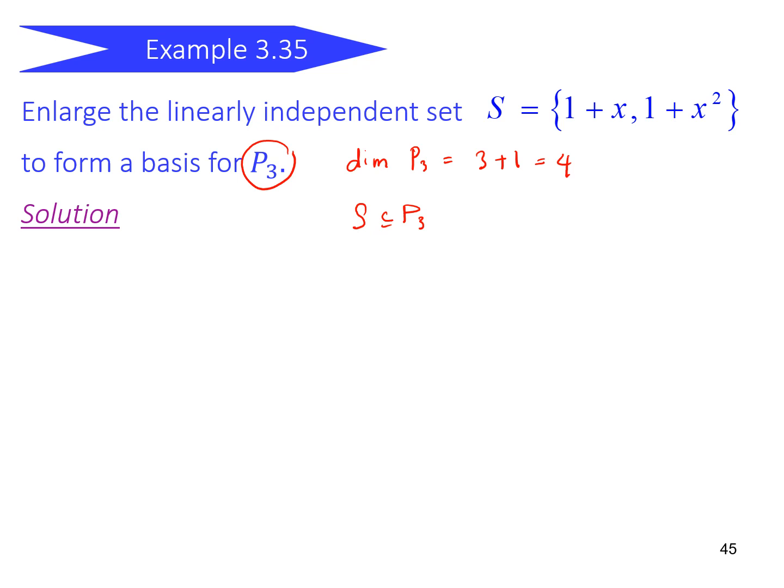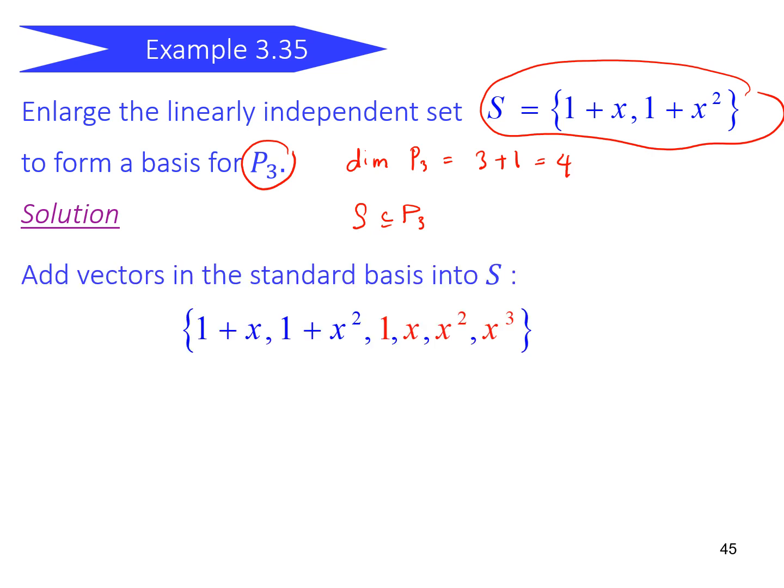Since P3 has dimension 4, every basis for P3 must contain 4 vectors. So S here is not yet a basis for P3, because the set S only has 2 vectors. Therefore, we are going to use the previous theorem.